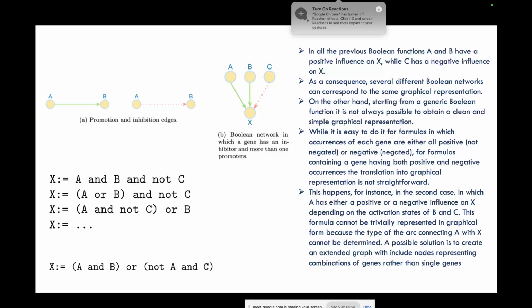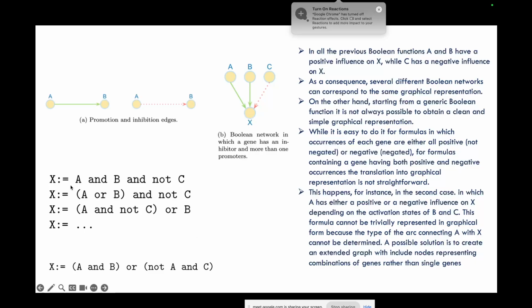While it is easy to do it for formulas in which the occurrences of each gene are either all positive or all negative, for formulas containing a gene having both a positive and a negative occurrence, the translation into graphical representation is not straightforward. This happens, for instance, in the second case. So basically, these are all different cases. In the first one, you have A and B and not C. It can be A or B and not C. It can be A and not C or B. So it's the same graphical representation. Basically, A and B are upregulating, C is downregulating, but the conditions may vary as you see from here.